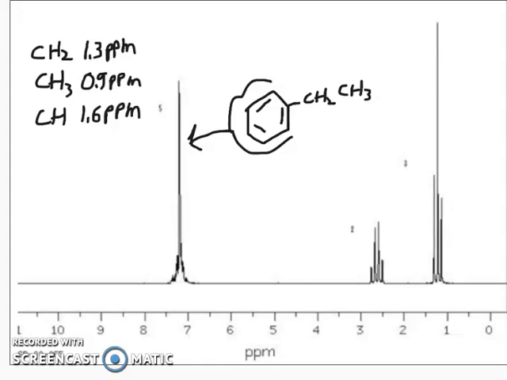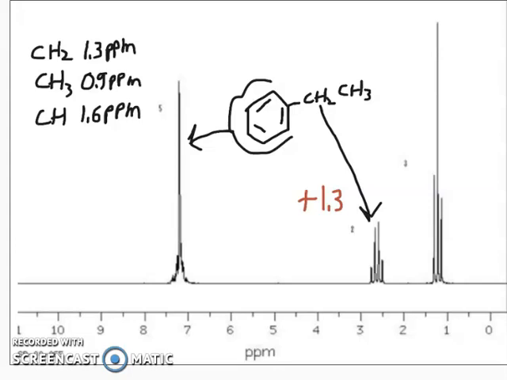And our CH2, which we previously said when it is unaffected by other groups should be at about 1.3, this time, because it's directly attached to the benzene ring, is at about 2.6. So it's been shifted by about 1.3.